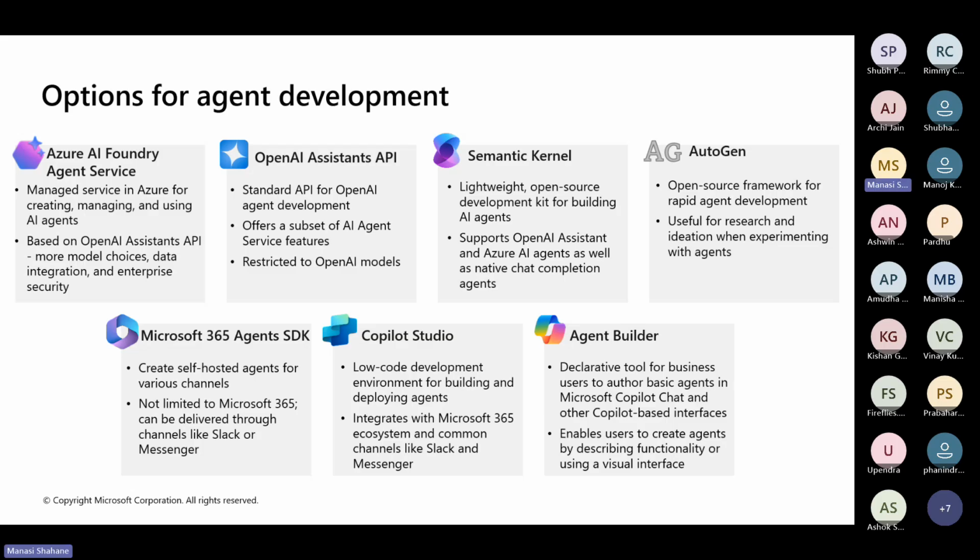So you have Copilot Studio, you have Azure AI Foundry, AutoGen, Semantic Kernel. If you want to code, even that is possible over here. So you can write code and you can also create an agent and automate that process.